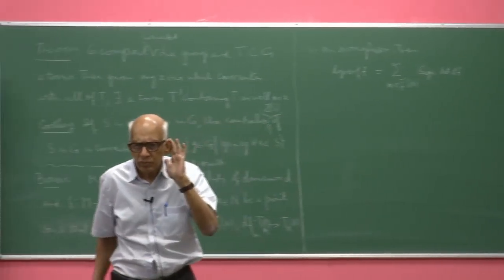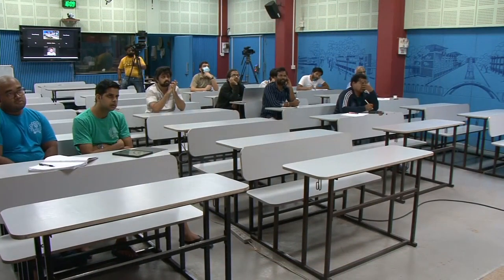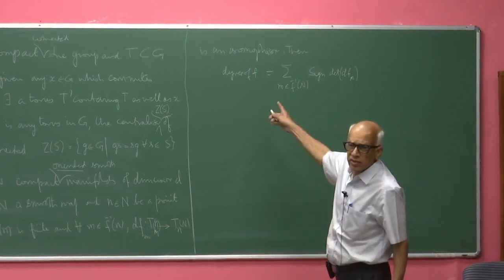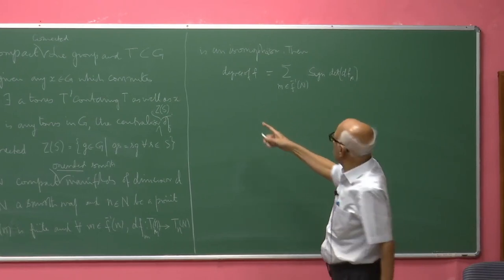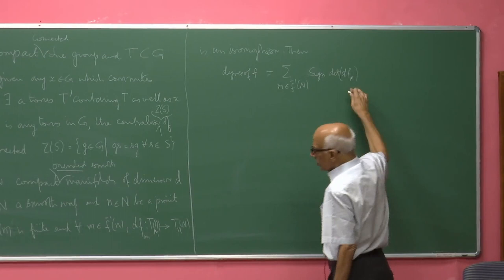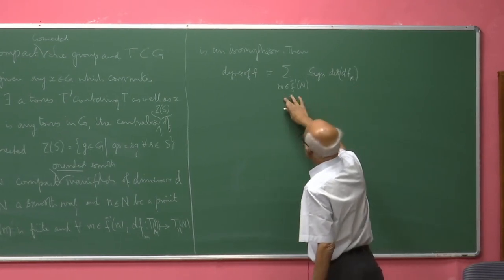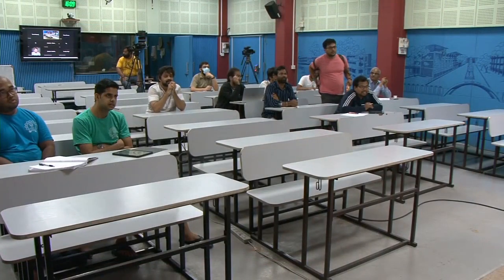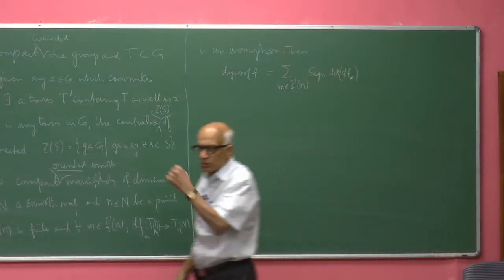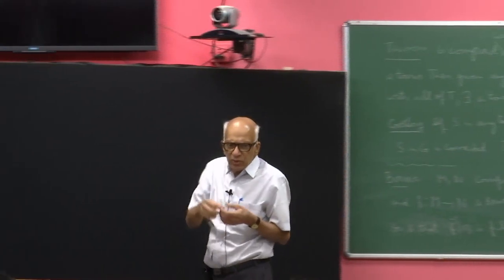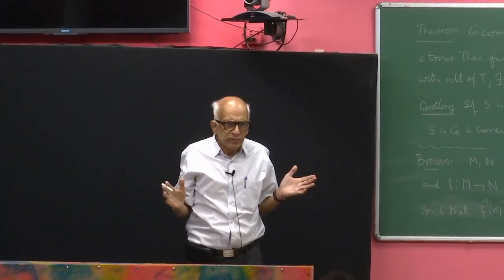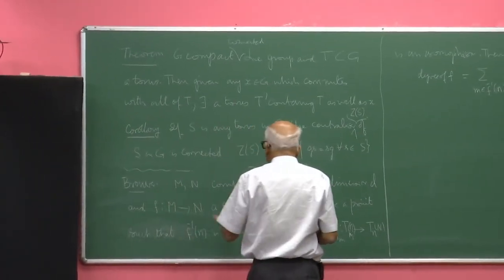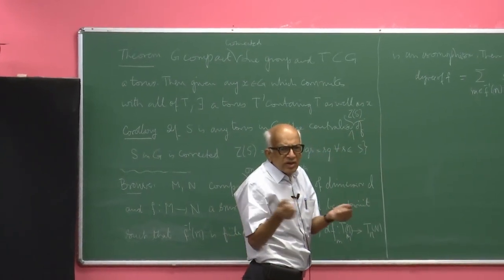Determinant of Df at m. Sign of determinant. It should be small n instead of capital N, f inverse of small n, yes, thank you. So the behavior in the inverse image is at one point. Both M and N are compact, otherwise degree doesn't make sense. I don't have a fundamental class otherwise.